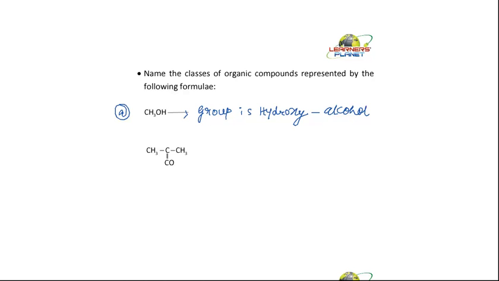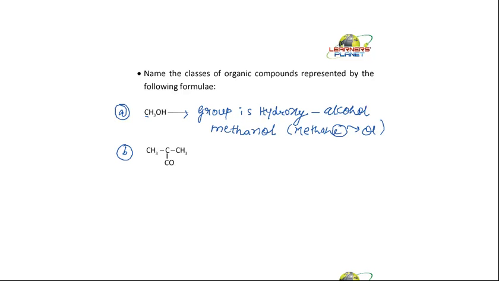Now how many carbon atoms are there? There is only one carbon atom. And what will be its name? It would be methanol. That is methane, E is replaced by ol, right? So this is an alcohol.